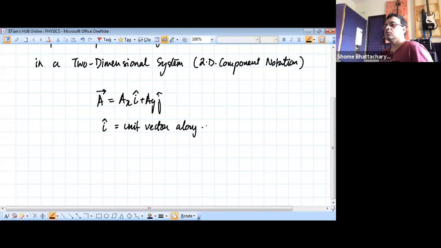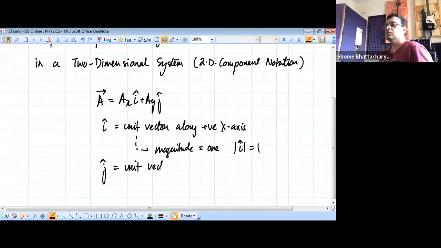along positive x-axis. The unit vector means that its magnitude equals 1. The mod is 1. Whereas its direction is along the positive x-axis. Similarly, j cap is defined as the unit vector along positive y-axis.